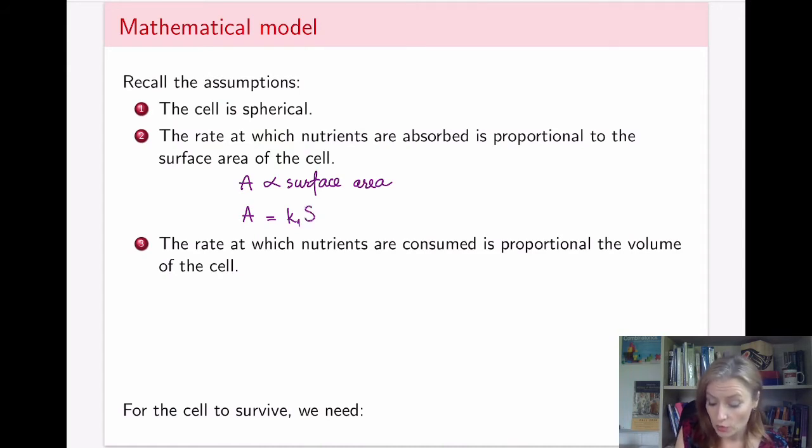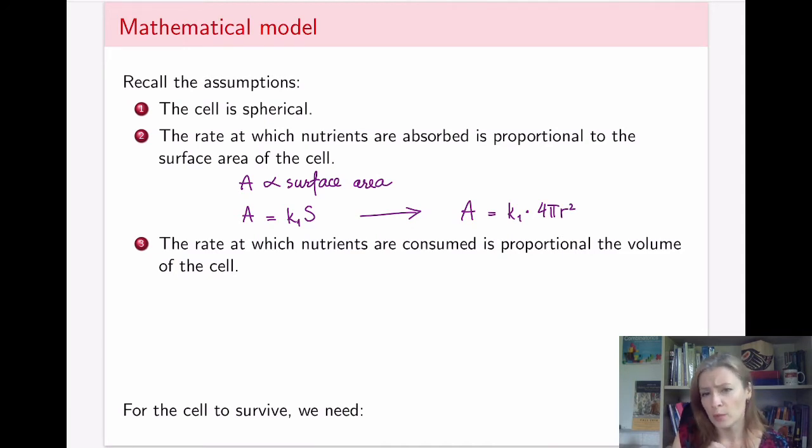And we also know the surface area of the sphere in terms of its radius, and we would like to minimize the amount of variables that we use throughout. So what this implies is that A is K1 times the surface area of the sphere, which was 4 pi r squared. Excellent. We're going to do something very similar for the volume.